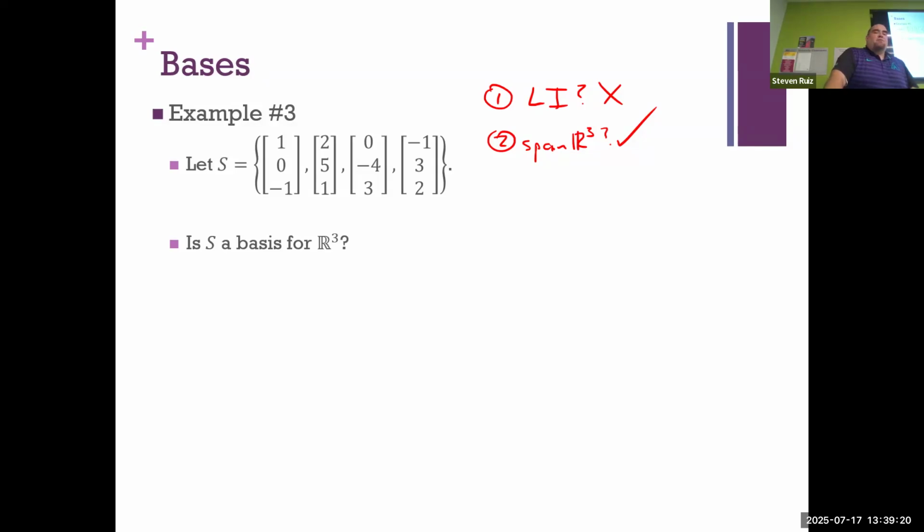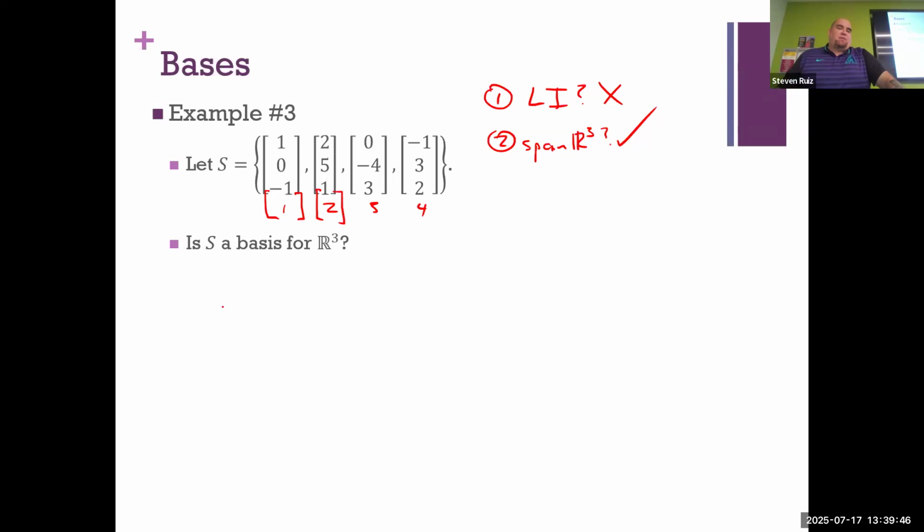If they all had 4 rows, oh, it could be. So if you had like 1, 2, 3, 4. Yeah. So any basis for R4 has 4 elements to it. No.